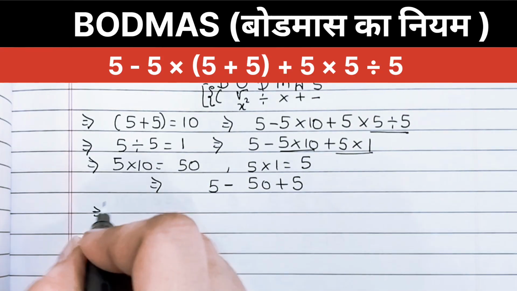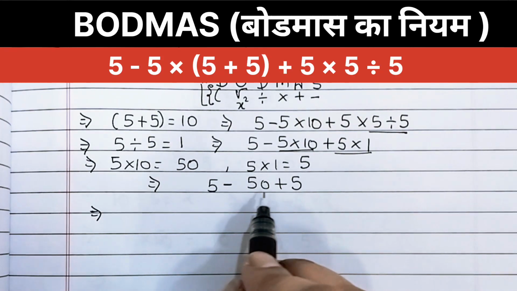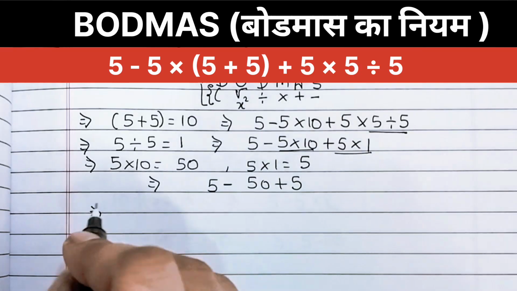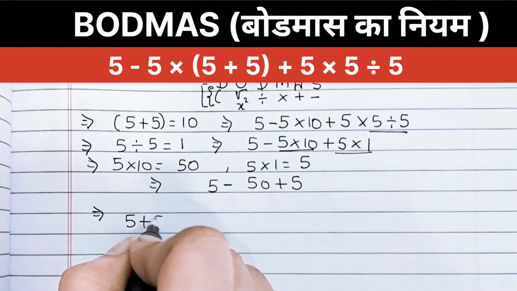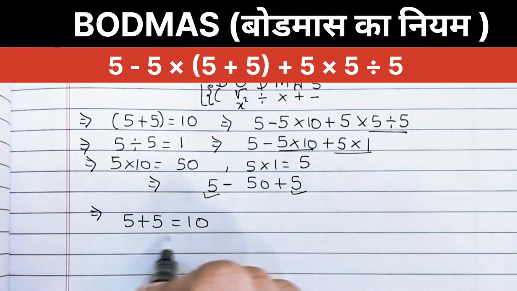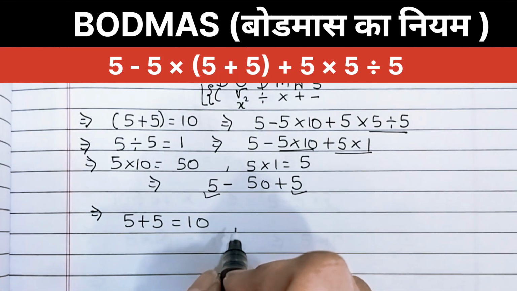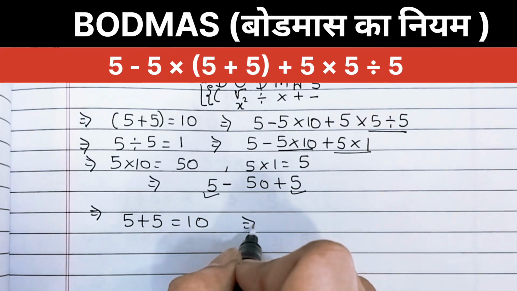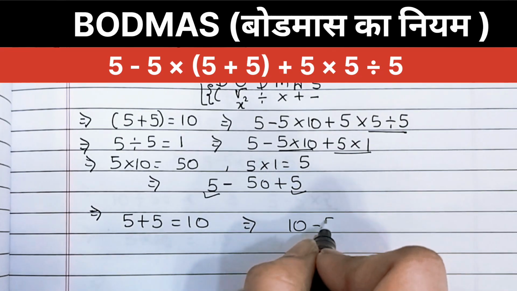Fourth step, addition. Group and solve the positive numbers. Now we add the positive 5 and the other positive 5. So first 5 plus 5 equals 10. According to this step, adding positive terms together helps to clarify the final subtraction step. So now the expression becomes 10 minus 50.